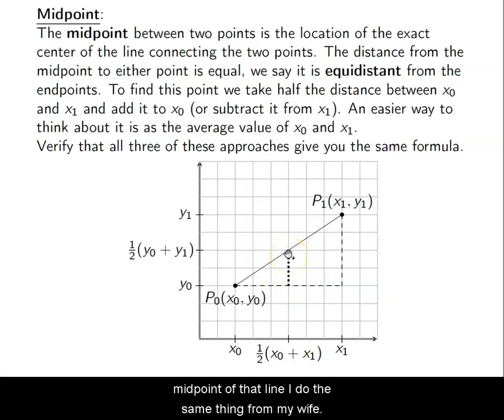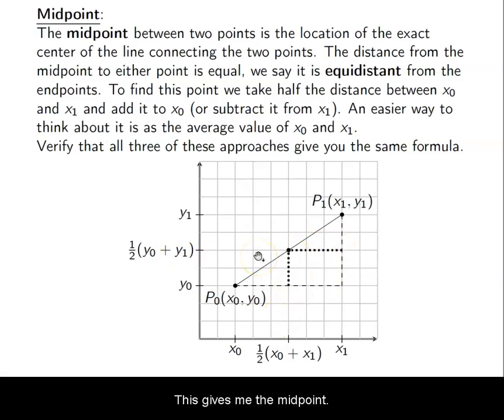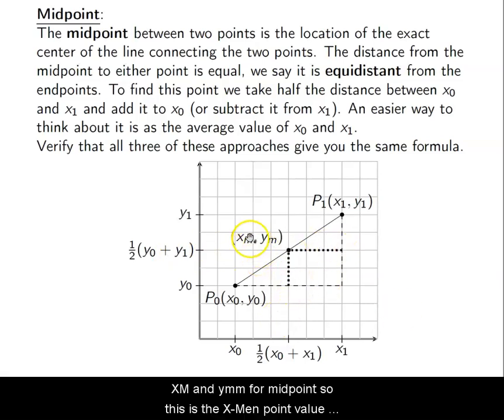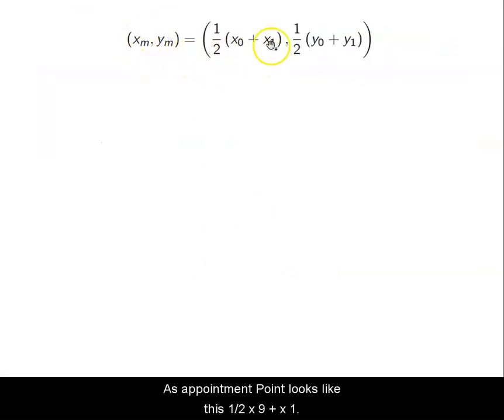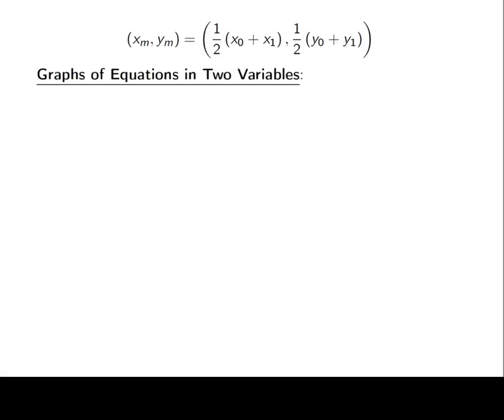I do the same thing for my y's. Okay. All right. This gives me the midpoint, which is xm and ym. M for midpoint, so this is the x midpoint value and the y midpoint value. Okay. So as a point, the midpoint looks like this: 1/2 (x0 plus x1) and 1/2 (y0 plus y1). So again, it's the average of your x values and it's the average of your y values for the 2 points of interest.